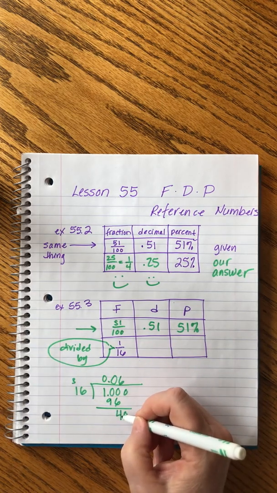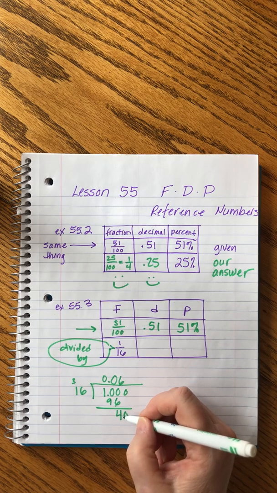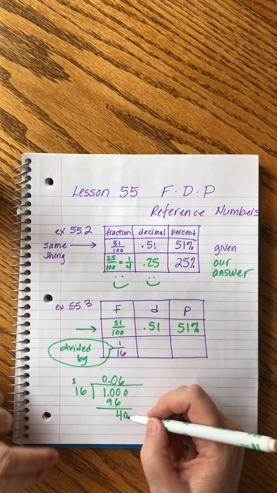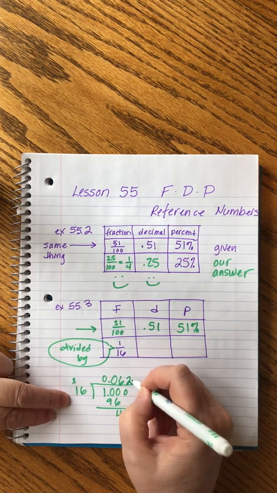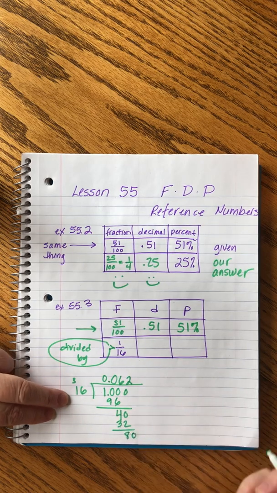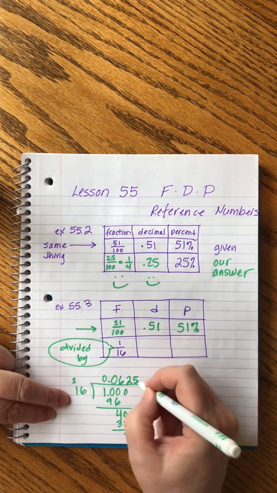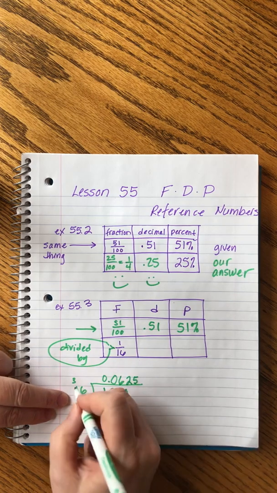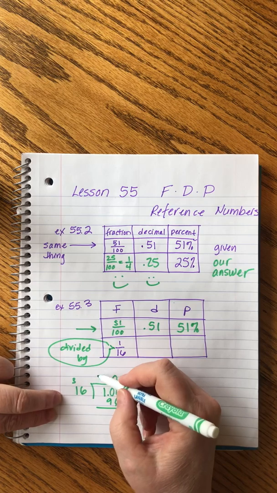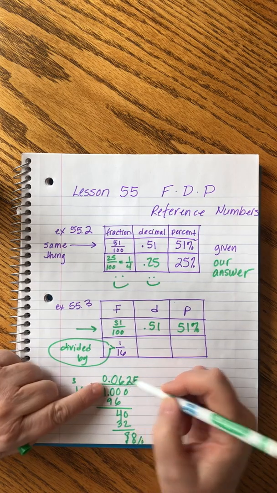16 into 40 goes twice, because that's 32. And then I get an 80. And I know that is 5 times. That's 0, 3, 8. Yes, and that comes up to 0. Okay, so this is my decimal number.